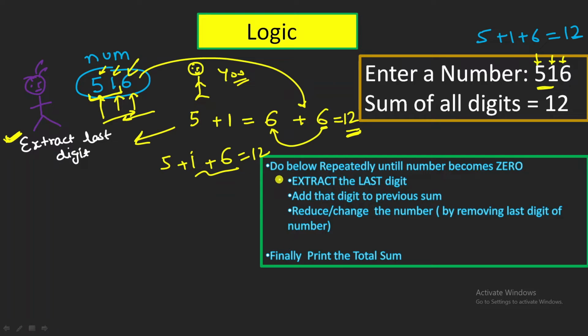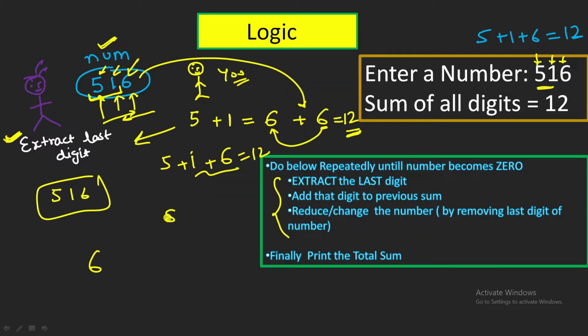So you have to repeat these steps again and again till your number reduces to 0. I'm talking about this given original number. So basically you have to do these 3 steps again and again. You have to extract the last digit. So in 516, what is the last digit? It is 6. Then you have to add this digit to the previous sum.